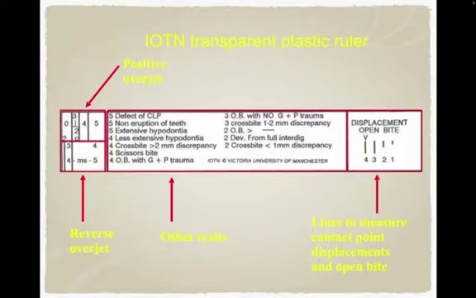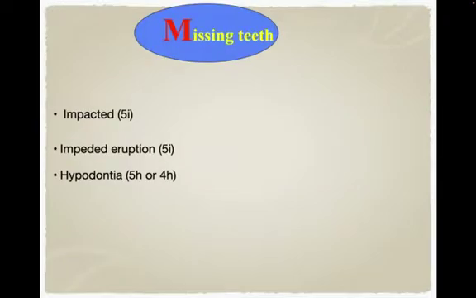In order to do the IOTN, you need something we call the transparent IOTN ruler. If you look at this one, we're going to explain it later as well. This part here is for the positive overjet, while this part here is for the negative overjet, and this part here is for the displacement of the contact point and the open bite, while the one here is for a different malocclusion. We're going to come to this later as well. Just keep in mind that this 2 here belongs to the negative overjet. It does not belong to the positive overjet, but because the space is very small, they write the 2 here. So we'll start with the first one in our sequence, missing teeth, which includes impacted teeth, impeded eruption, and hypodontia.